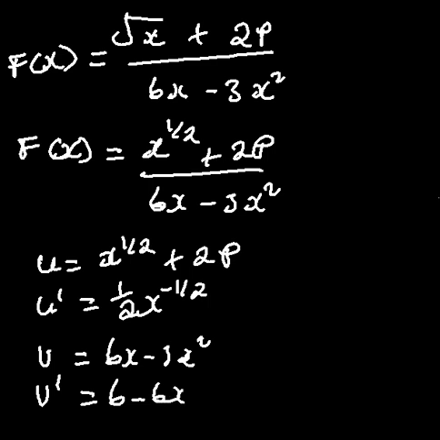So from there you substitute into the formula for the quotient law, that is u prime v minus v prime u, divided by v squared. So you have that.